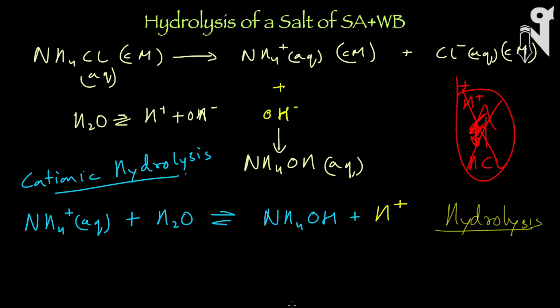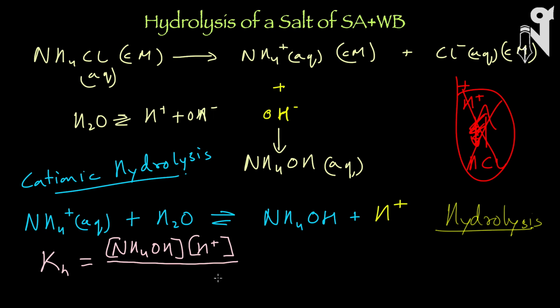This hydrolysis will have a hydrolysis constant, which will be called KH again. So what is that hydrolysis constant? That hydrolysis constant is NH4OH multiplied with H plus, divided by NH4 plus. Guys, you should have done the previous video, because I'm just going through this as a kind of revision of the previous video. Our job is to get that hydrolysis constant because nobody is going to give the hydrolysis constant.